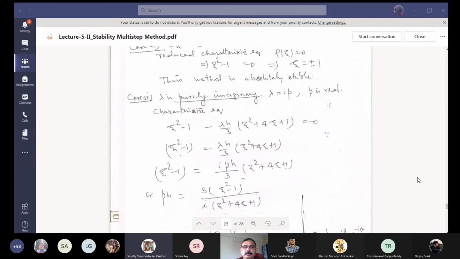Okay, just a minute. Sir, we'll get 3 into xi minus 1 by xi, divided by i into xi plus 4 plus 1 by xi. Right. So now you put xi equal to e to the power i theta, exactly the similar way I have done in the earlier case.